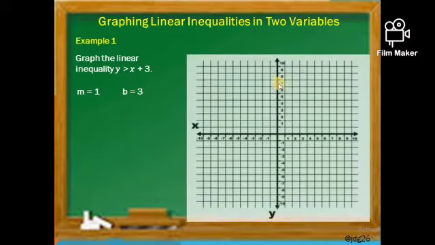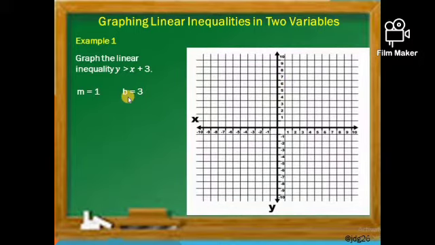So i-graph na natin ang mga given. So unahin natin ang y-intercept na makikita sa y-axis. Since the y-intercept is 3, nandito siya, positive 3. And since the slope is positive 1, ibig sabihin 1 unit upward and 1 unit to the right kasi nga positive. So 1 unit upward and 1 unit to the right, and this is now your second point.